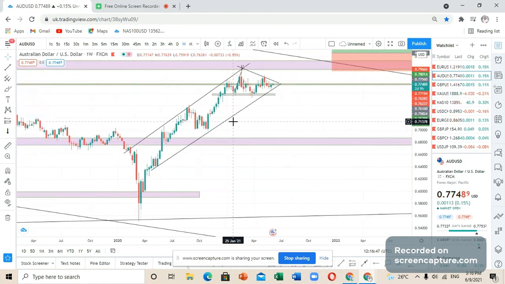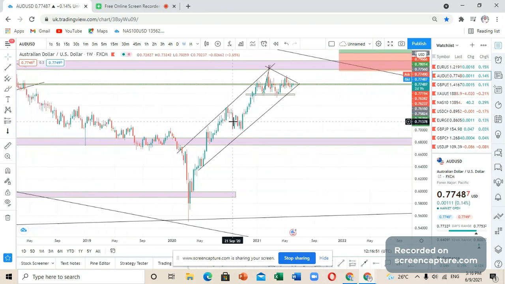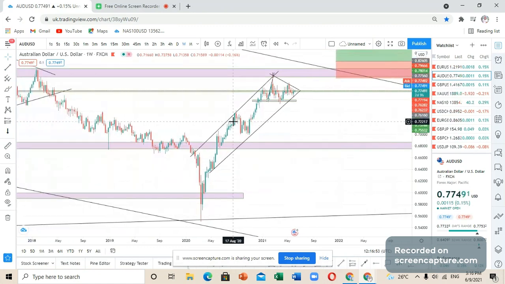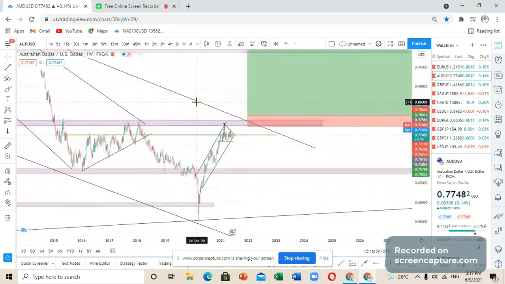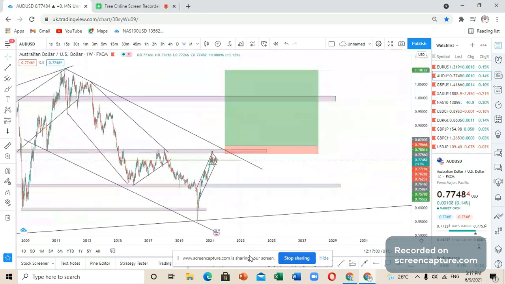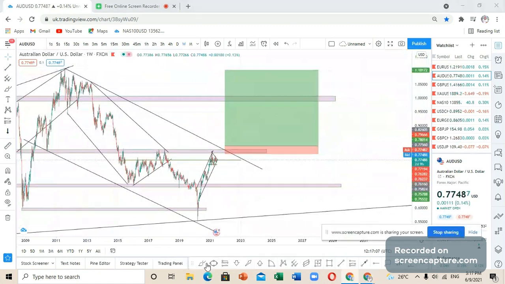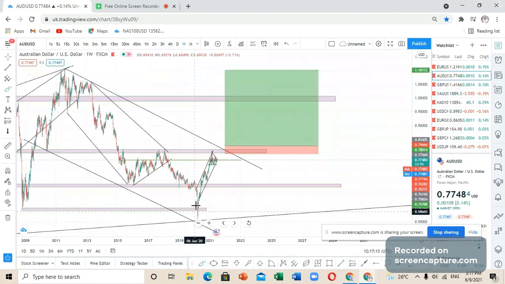So this is the weekly time frame for AUDUSD. As you can see, let me just zoom out so that you can have a clear view of what I'm trying to say. So we had a touch to this trend line at this point. So we are expecting a move to the upside.